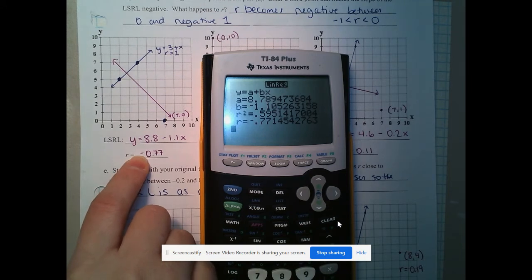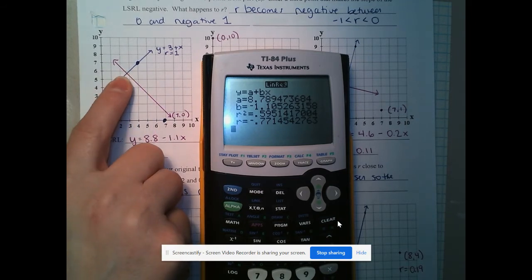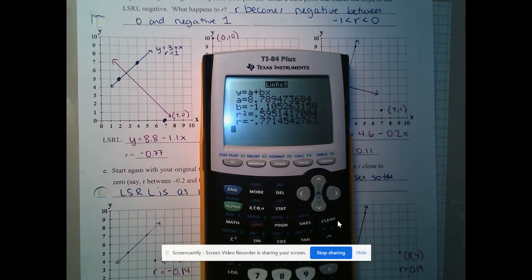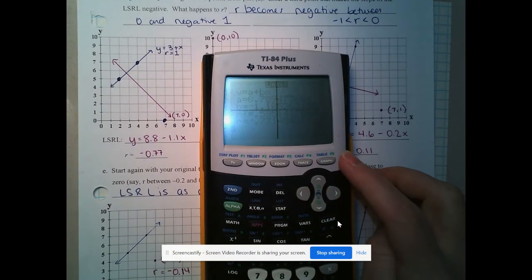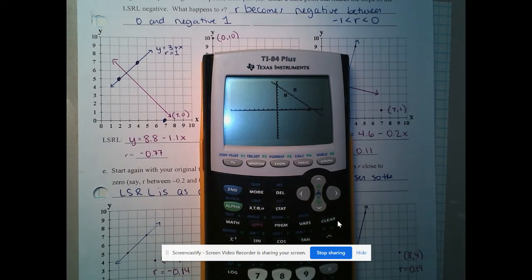0 would be just points flung everywhere. So it's not a perfect -1, but you'll see the points aren't terribly far away from this new purple line, which is my new fitted line. And if I graph it, you can see that it plotted 7, 0, and it plots my new fitted line that is now negative. And you can do the same thing with the other 2 examples that are there.